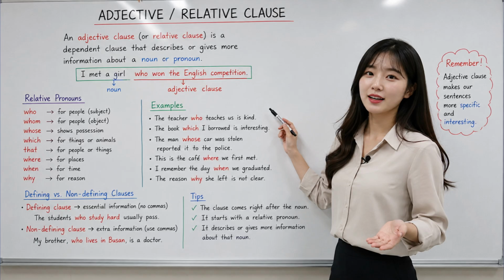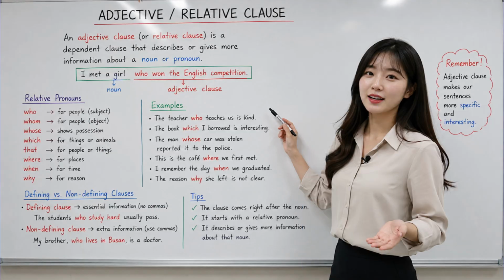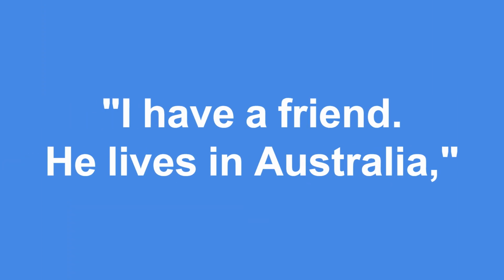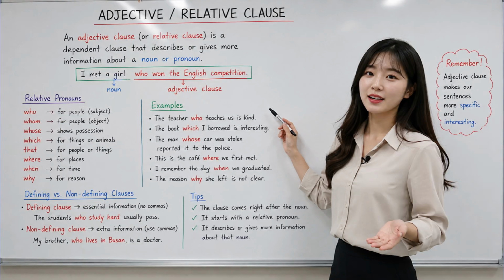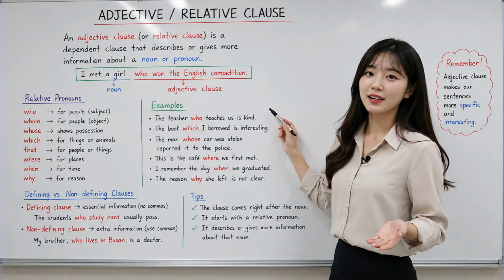Today, we're going to learn one of the most useful grammar topics in English, adjective clauses, also known as relative clauses. Have you ever wanted to describe a person, a place, or a thing in more detail without writing two separate sentences? For example, instead of saying, "I have a friend. He lives in Australia." Native English speakers usually combine these ideas into one sentence. I have a friend who lives in Australia. This sounds smoother, more natural, and more fluent.